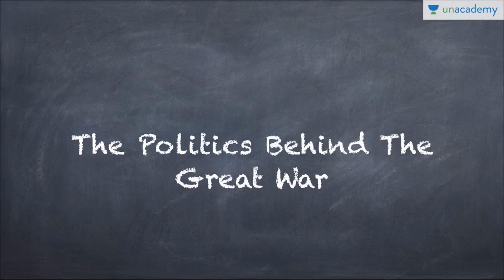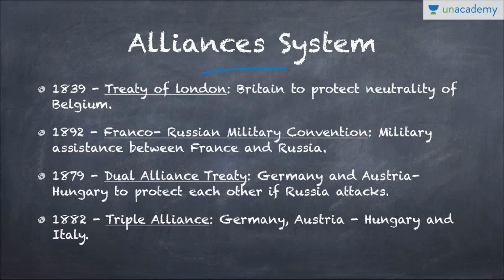Now let us see the politics behind the Great War. What was the politics? So obviously you know that on one side there was the Triple Entente and there was the Triple Alliance. So now let us see one by one what it was. In the alliance system, in 1839 there was the Treaty of London. Just remember this. This is one of the most important reasons. People thought it would not matter, but I will start with 1839.